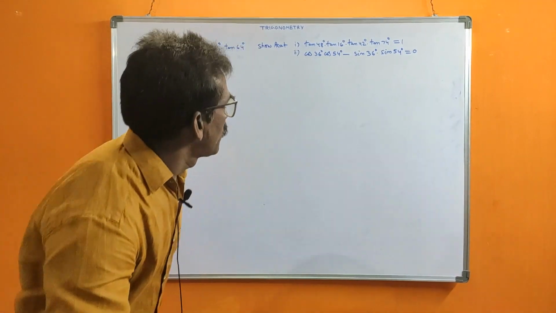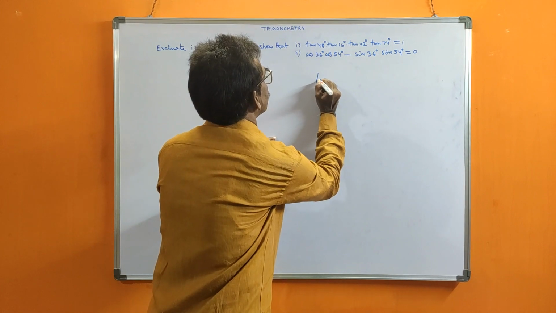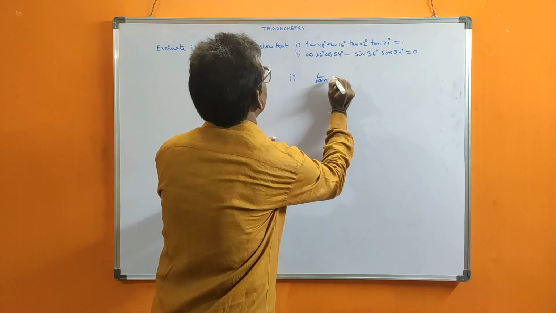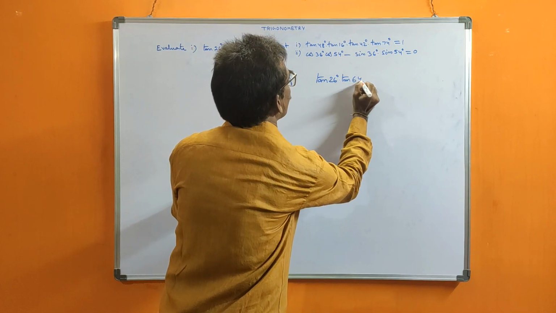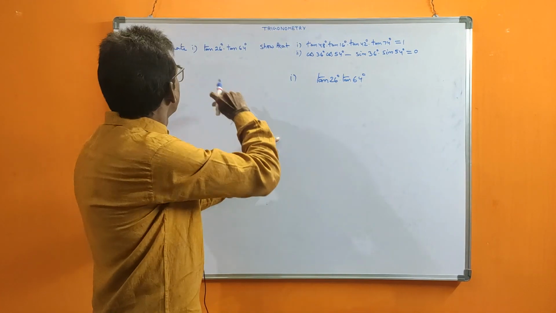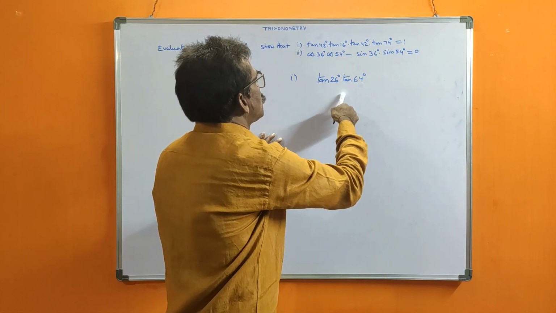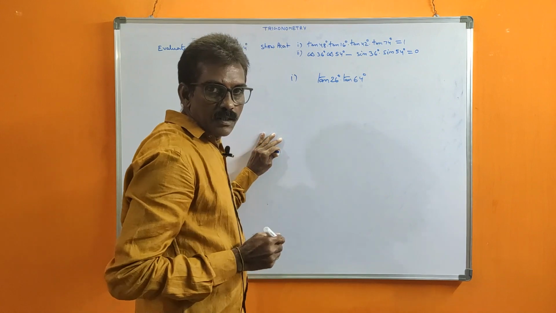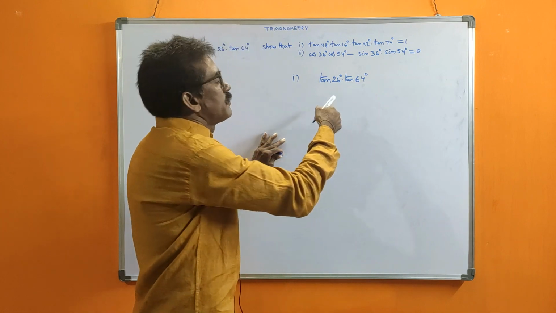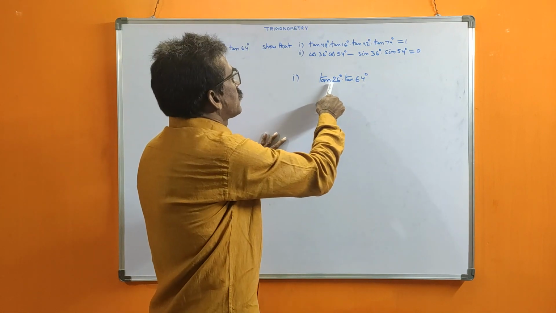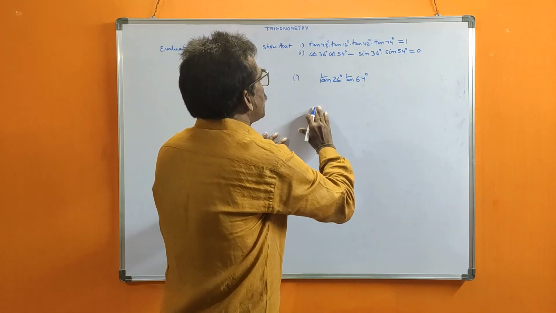Okay. Now see, solving the first sum: tan 26 degrees into tan 64 degrees. Evaluate means find the value. Now, if you observe these two, the sum of these two angles is 90 degrees. These two are complementary angles. That's why the same value will come. For this complementary angle, this will come. For this complementary, this will come.